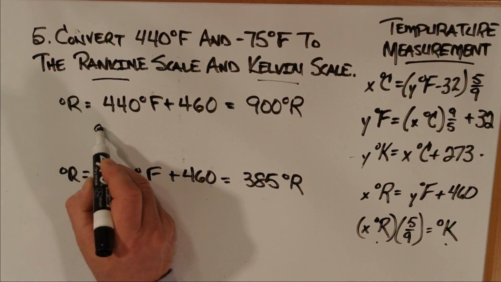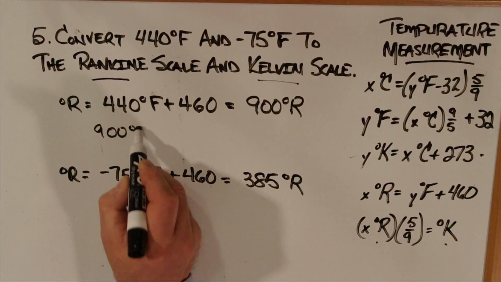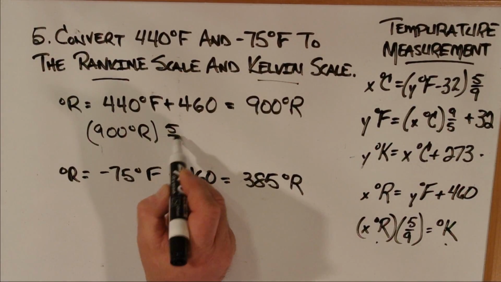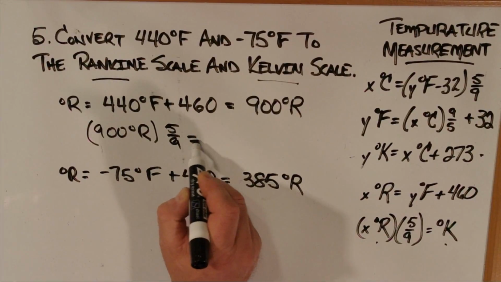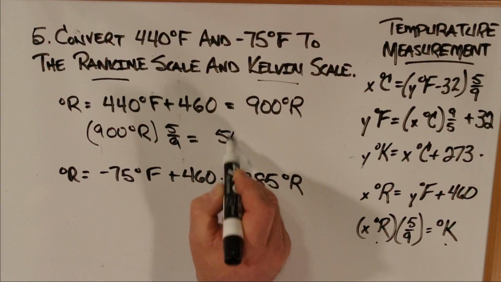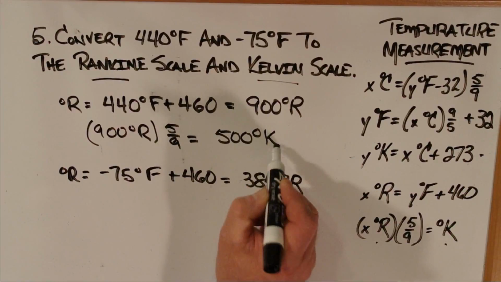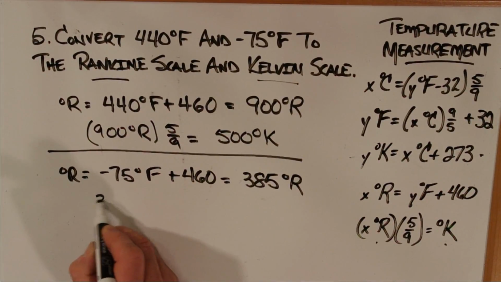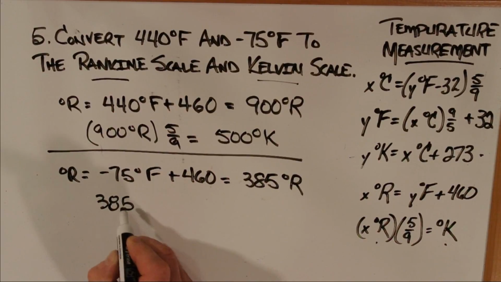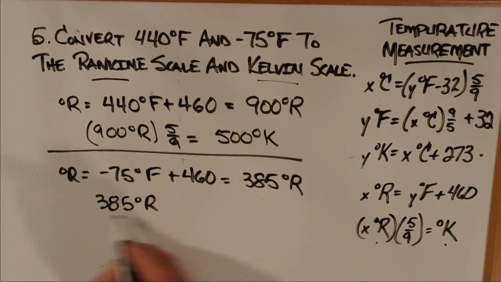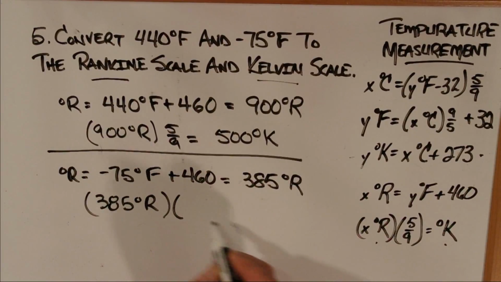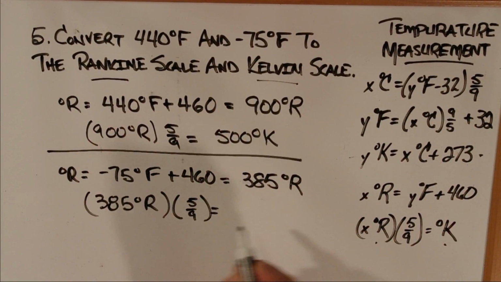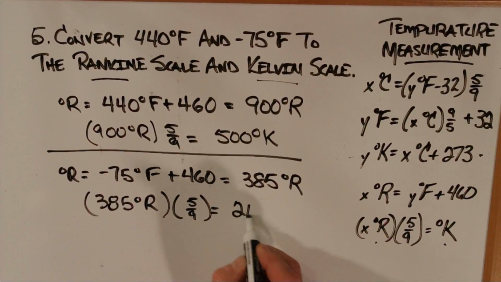We multiply by 5 over 9. So we'll take 900 degrees Rankine, multiply that by 5 over 9 to come up with a numerical value of 500 degrees Kelvin. And the last one, 385 degrees Rankine, multiplied by 5 over 9, gives us a numerical value in degrees K, or degrees Kelvin, 214.